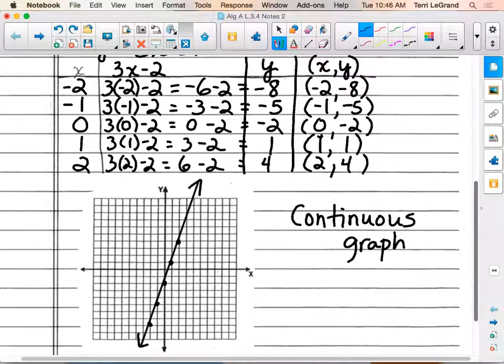Because if I asked you how many points this function had, we would have to say it actually has an infinite number because it's continuous. We just only found 5 of them to help us graph it. Okay, questions at all on this one before we try another one? Okay, so how many points am I going to have to find? 5. Okay.